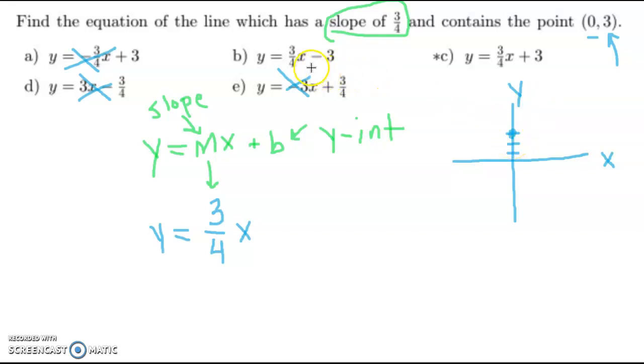So if I look at these two possible answers, I have a negative 3 or a positive 3, and that is why C is the correct equation that matches this scenario.